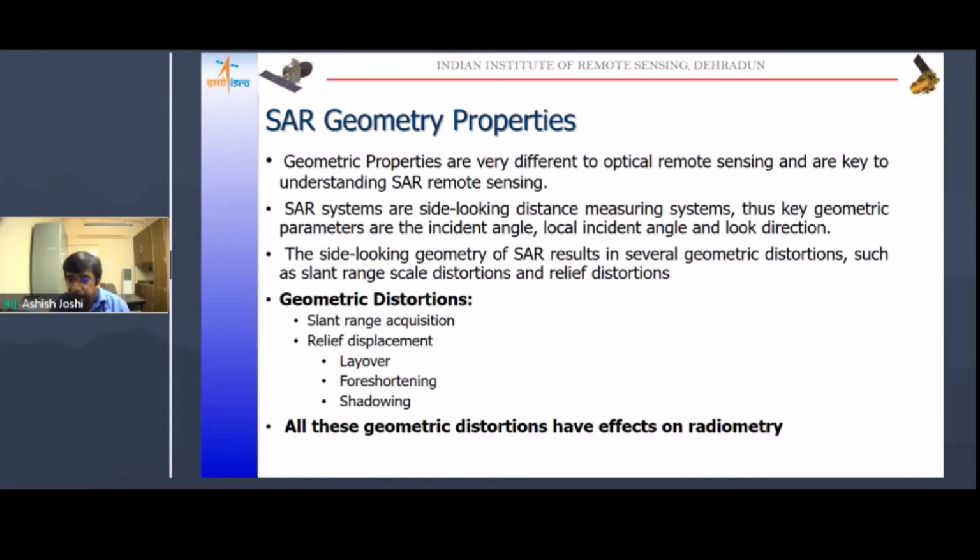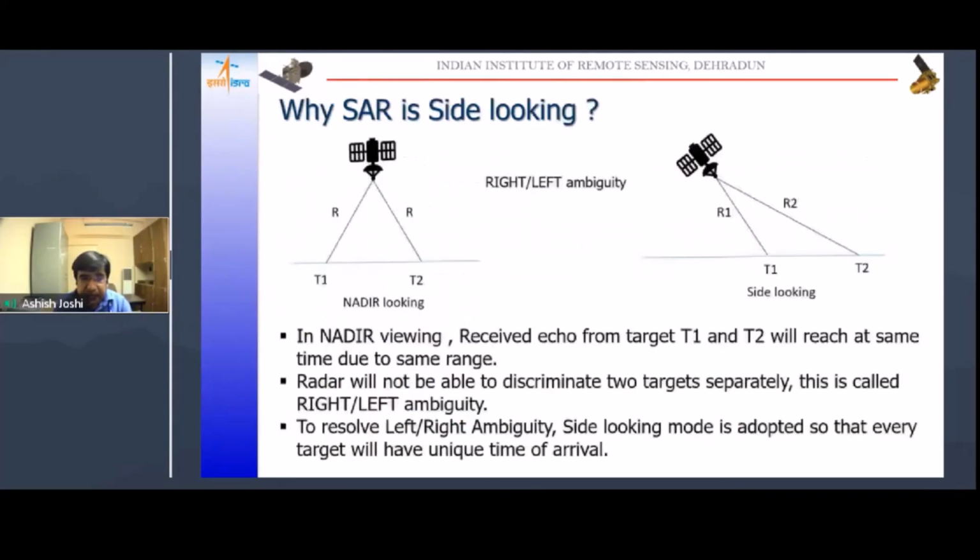Okay, because SAR is a side-looking sensor, it has very much geometrical distortion. These distortions are called layover, foreshortening, and shadowing. Now, one question is why SAR is side looking.